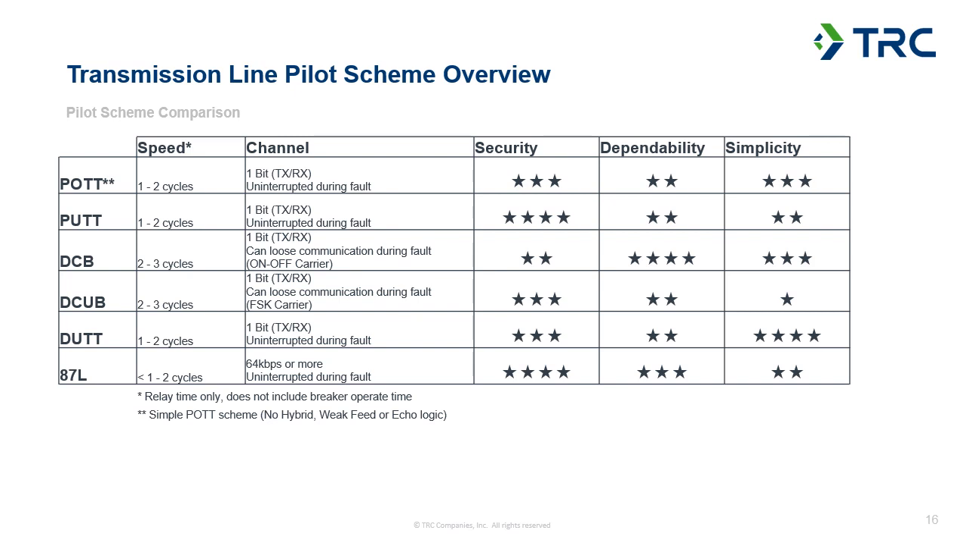And then lastly, the 87L is going to be the one that has a much more robust channel requirement, and generally that's a 64 kbps type channel, and the channel needs to be uninterrupted when there's a fault. So that's generally less of a concern for that type of channel. That's really more of a concern for carrier signals and things like that. But in general, it's going to have a much higher communications channel requirement.